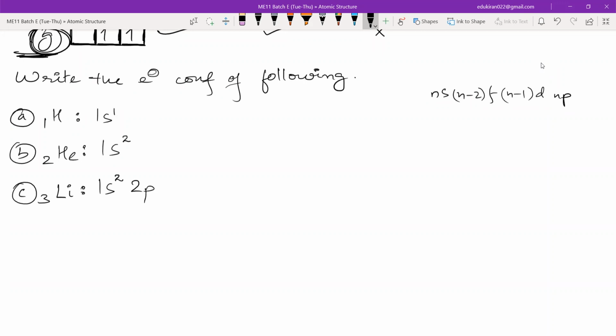Okay, this is the energy order of the subshells. Sorry, not 2p, 2s. Really sorry for this. This will be 2s, 2s1. The order is 1s, 2s, 2p, 3s, 3p, 4s, 3d, 4p, right? Then you have 5s, 4d, 5p.